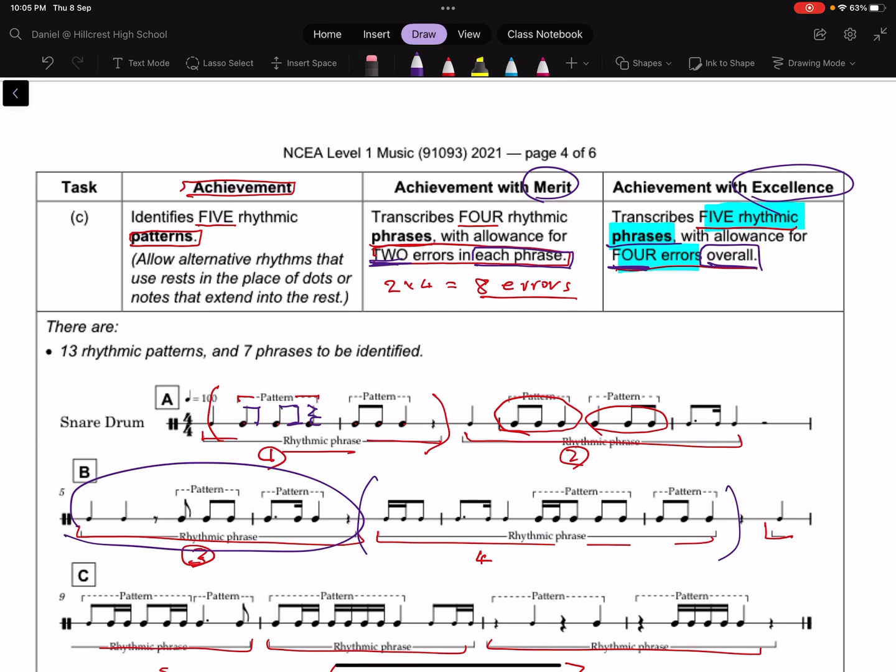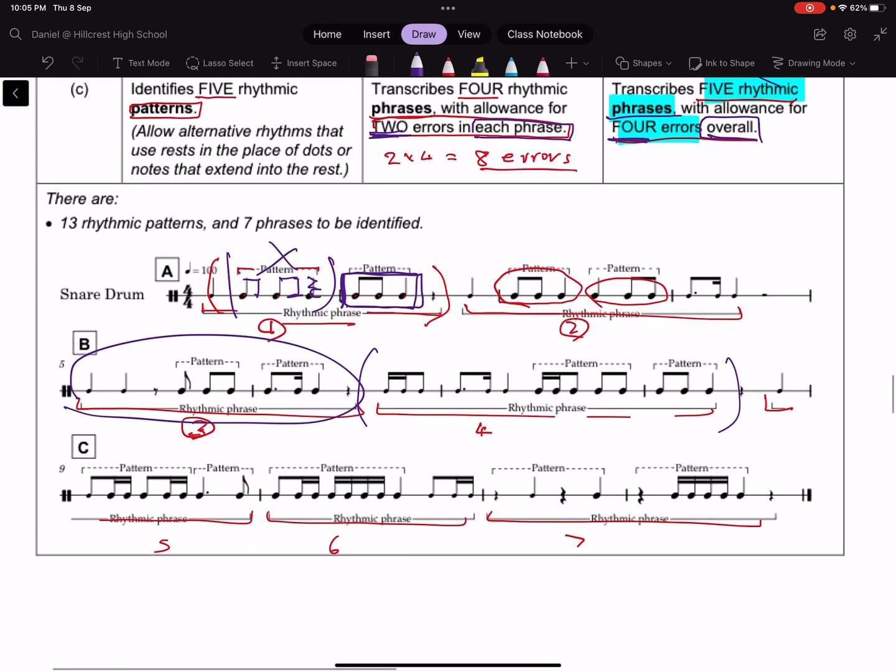However, even for achieved, you just need to get 5. So that would not count as a pattern. That's a completely wrong pattern. In order for the pattern to be recognized, they have to be correct. So you've got to get these individual patterns right. Okay, that was the rhythm section.